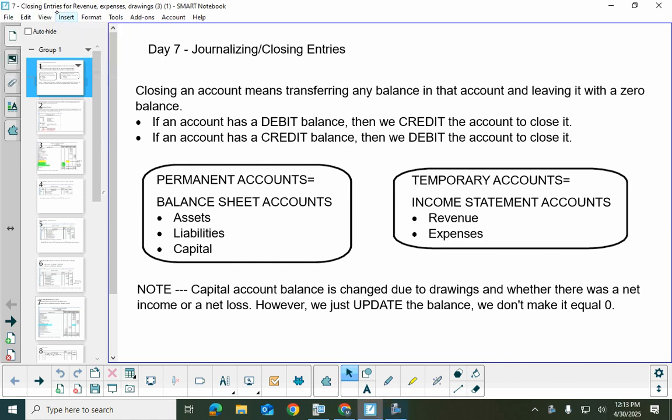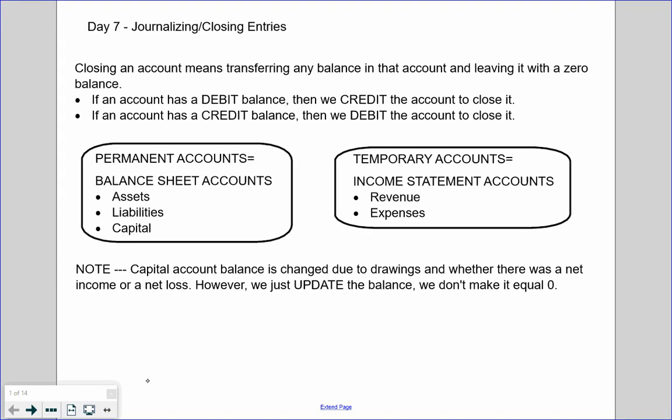Okay, so what we're going to learn about today is we're finally going to use the income summary account. We've been writing it on everything, but it's always had a zero balance, like we haven't done any transactions in it. We're finally going to use it today.